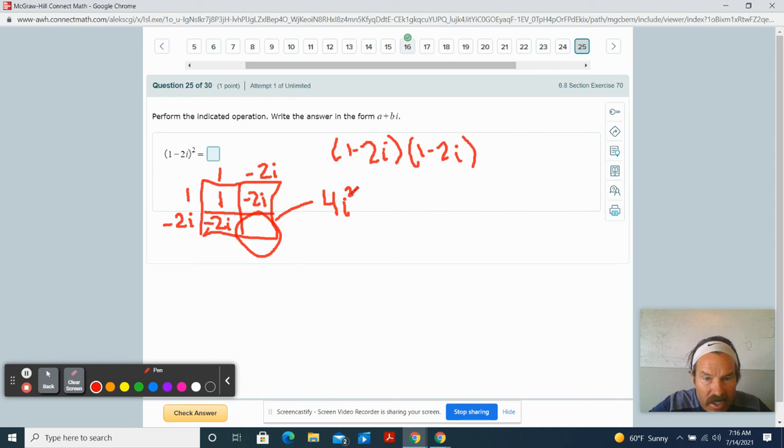What are you supposed to do when you see an i squared? You're supposed to think i squared is equal to negative 1. So this is negative 4. Never leave an i squared. Always change it to negative 1. And now we can combine like terms. 1 minus 4, I do that first because it's got to be in a plus bi form. So 1 minus 4 is negative 3. And then negative 2i plus negative 2i is just negative 4i. Okay, so we write our answer this way.